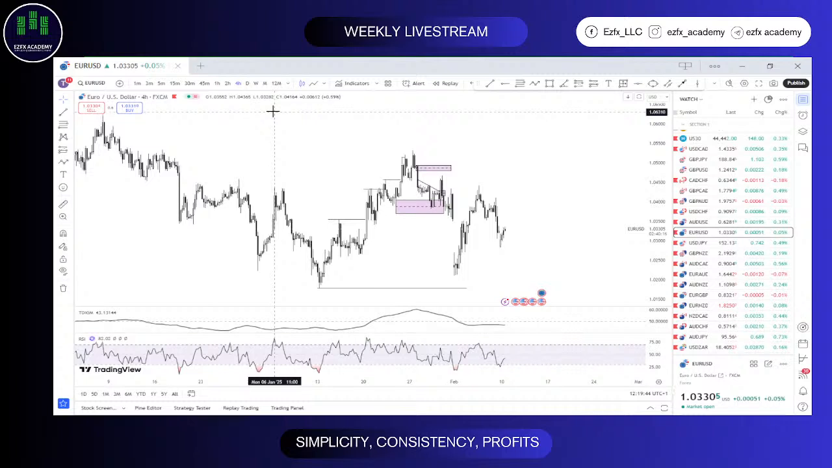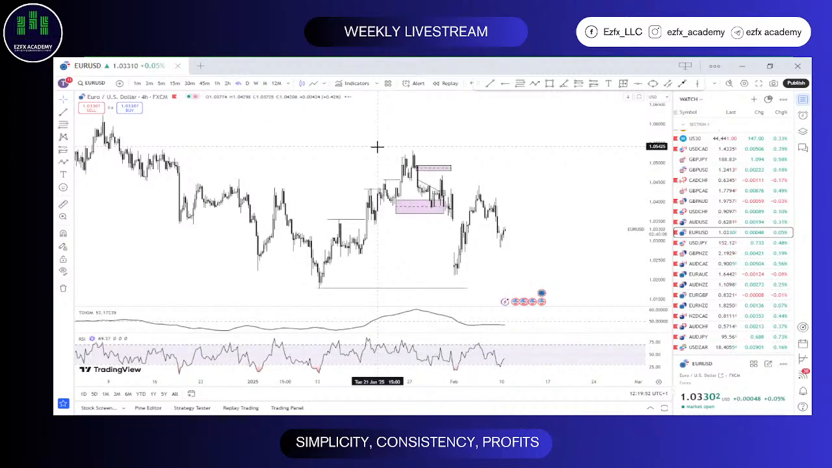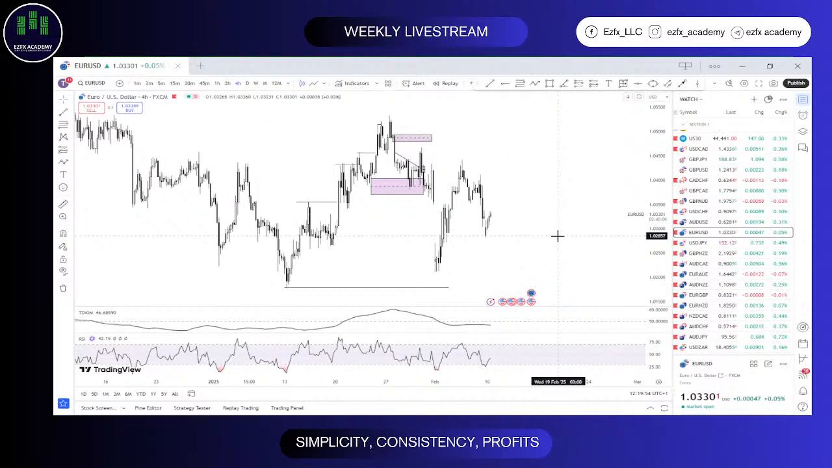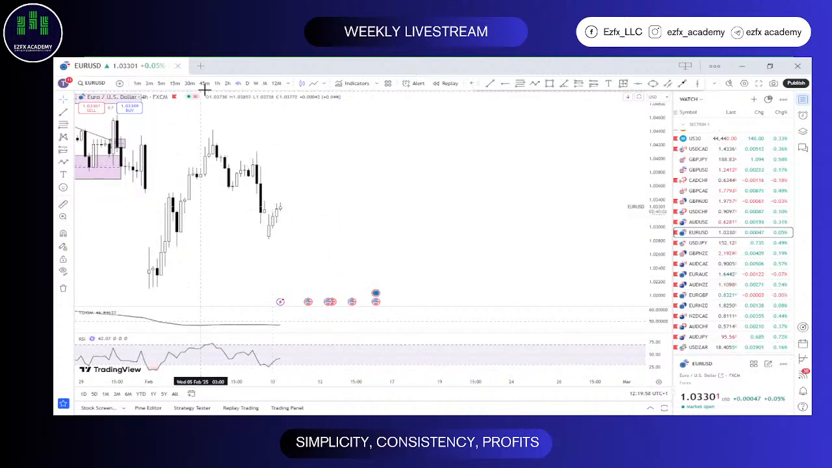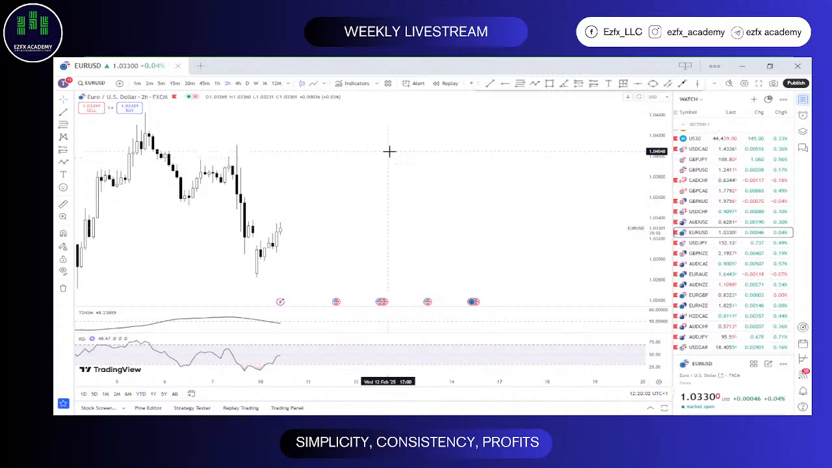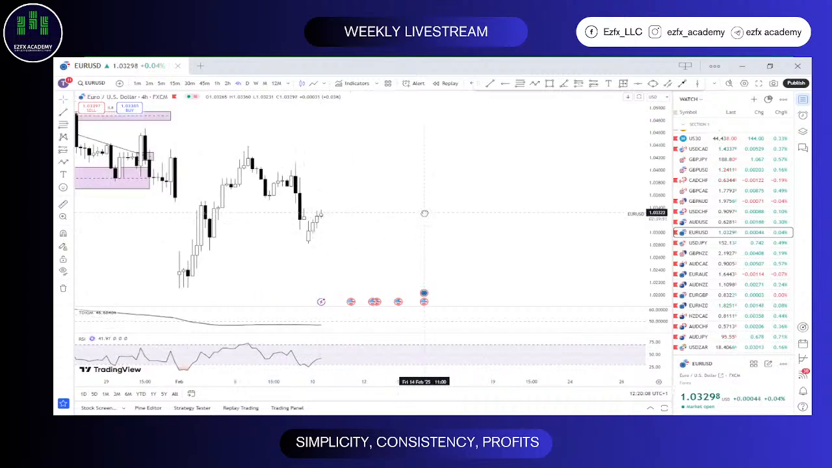All right, so let's see Euro USD. Let's go to the daily time frame again. It's still looking bearish. We still want to continue bearish. Okay, can we pick up anybody on the lower time frame?